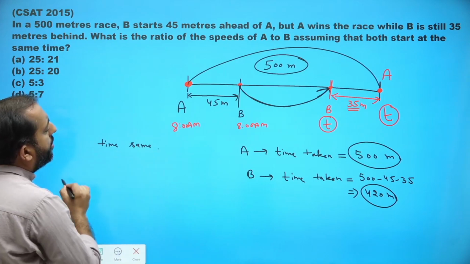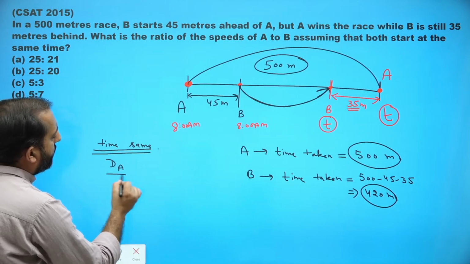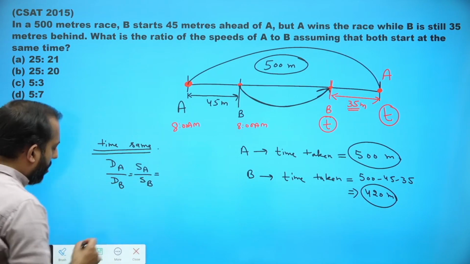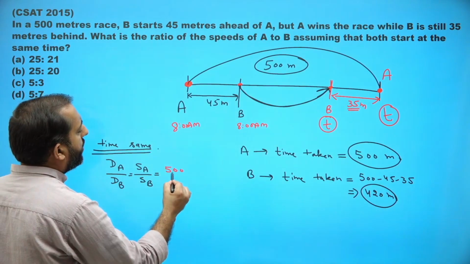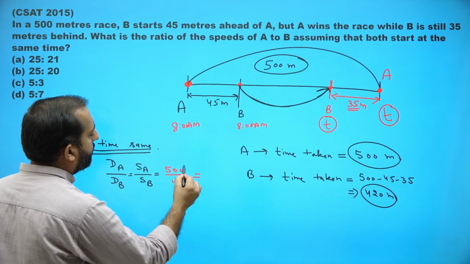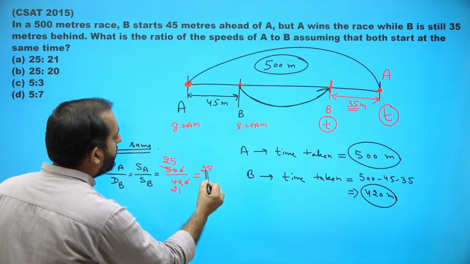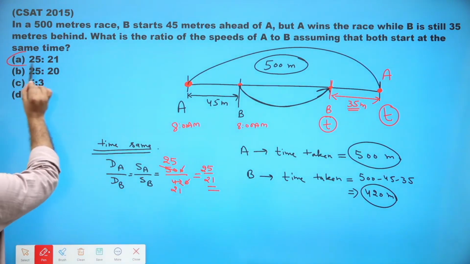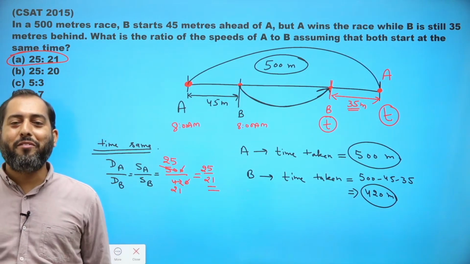If time is the same, then I hope you remember the ratio of distances covered will be equal to the ratio of their speeds. So what are the distances covered by them? 500 upon 420. If you solve this further, 25 and 21, so the ratio of their speeds would be 25 is to 21. Option A is the right choice here. I hope, guys, this is clear, and this is all from me for this video. Thank you so much.